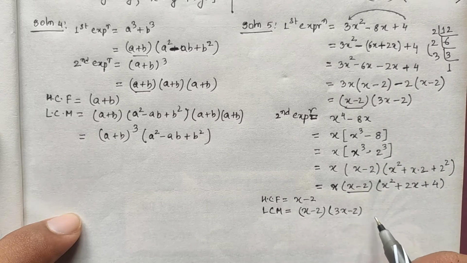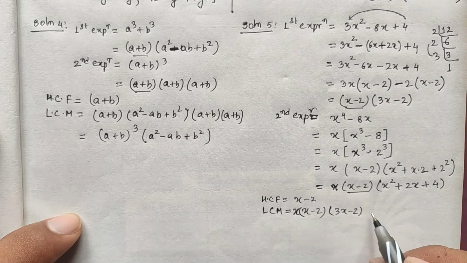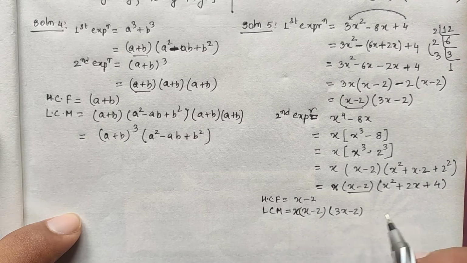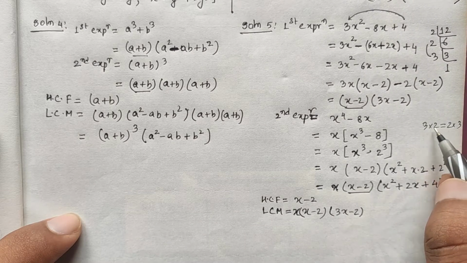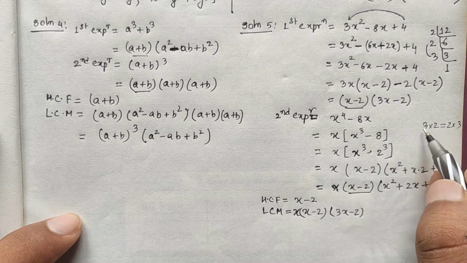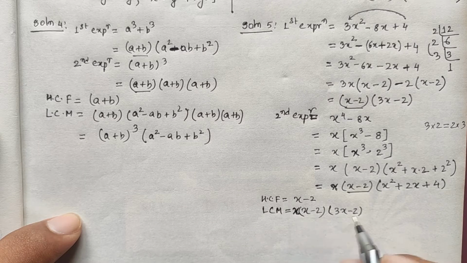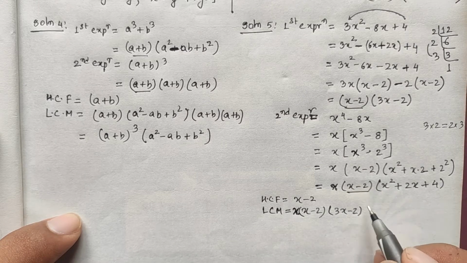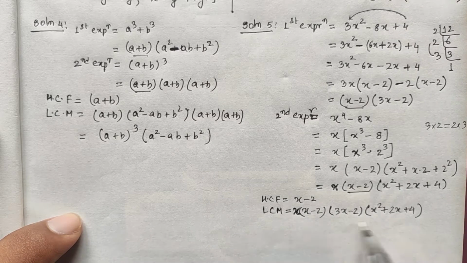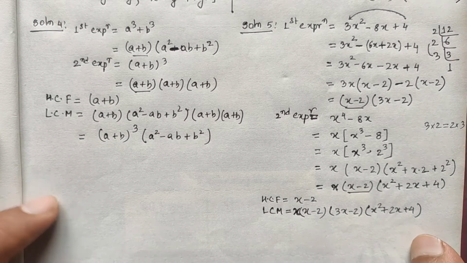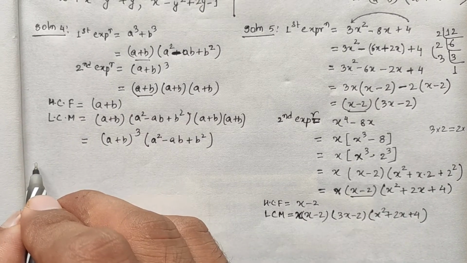You can write it here also, but again you have to write it in the front, because we can write anywhere in the case of multiplication, like 3 times 2 or 2 times 3 are equal. You can write 2 in front or at the back, it does not matter, but we will write the single terms in the front. Okay, and this one is remaining, x square plus 2x plus 4. That's your LCM.